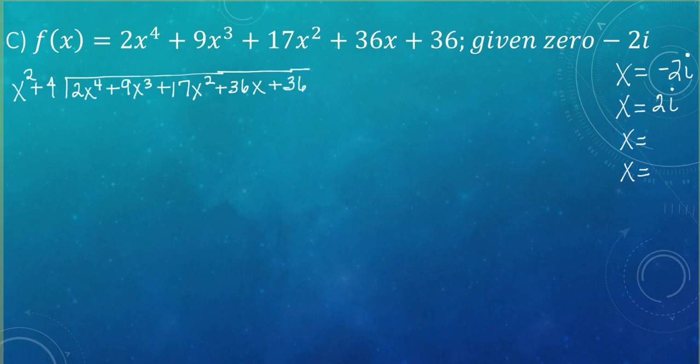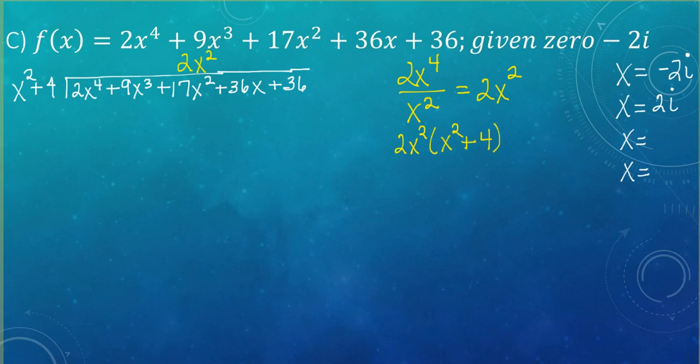We always begin with dividing the first terms. So in this example, the first term is 2x to the fourth, and I will divide that 2x to the fourth by x squared. When I divide 2x to the fourth by x squared, I get 2x squared. So that's going to go on top. Now we're going to take 2x squared and multiply it by x squared plus 4, making sure we are lining up our like terms.